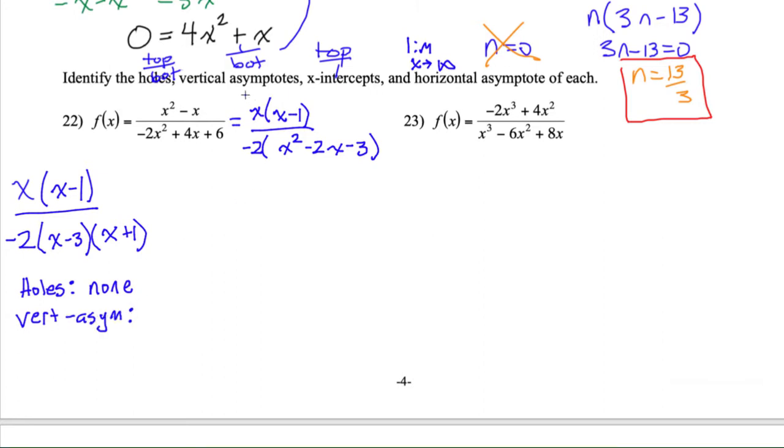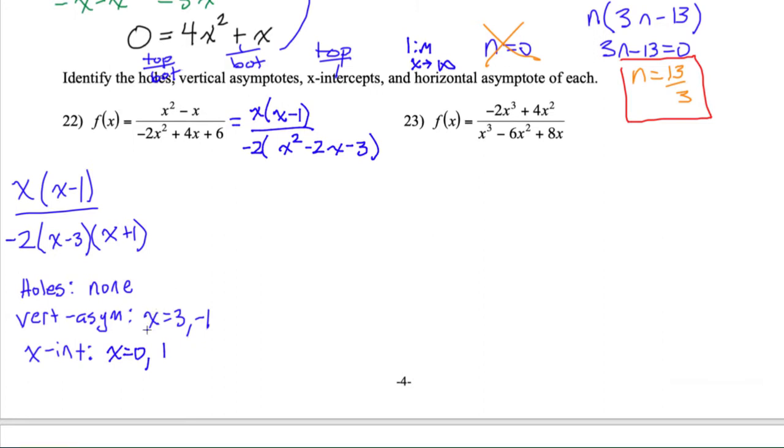If I'm talking about vertical asymptotes, vertical asymptotes are where the bottom is equal to 0, so set both of those to 0. X minus 3 equals 0 means x equals 3 and negative 1. So that's 0, that's 0. And finally, x-intercepts happen where the top is 0. So this thing is 0 at x equals 0 and x equals 1.